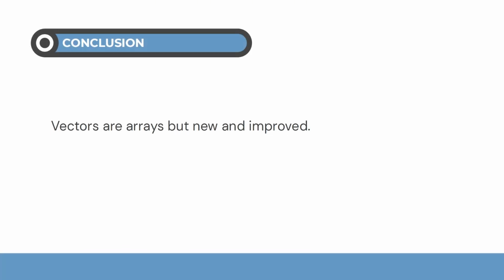So the conclusion is vectors are arrays, but new and improved. They have new functions, they're dynamic, they can change in size easier, and you don't have to worry as much about the size that you set it as. So it's just like a better version, basically. It's kind of like the way strings were to C strings. It's just a newer, improved version.